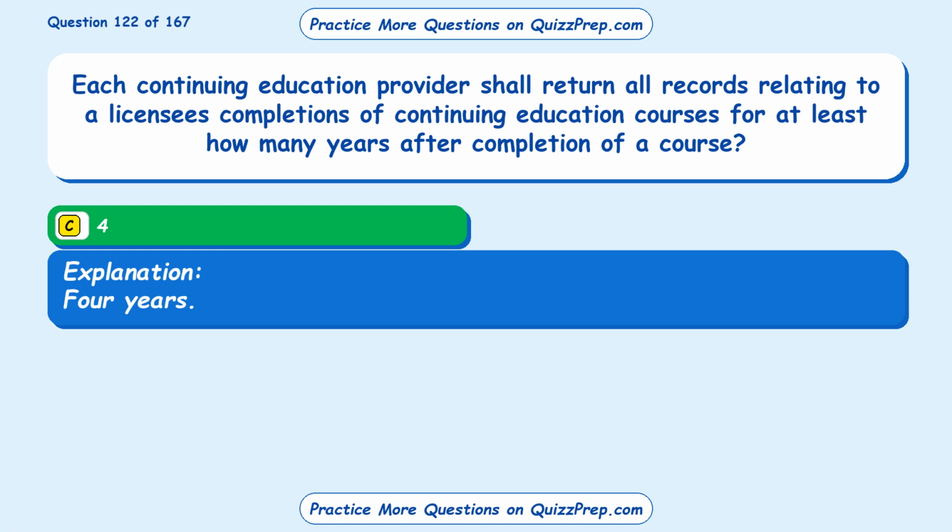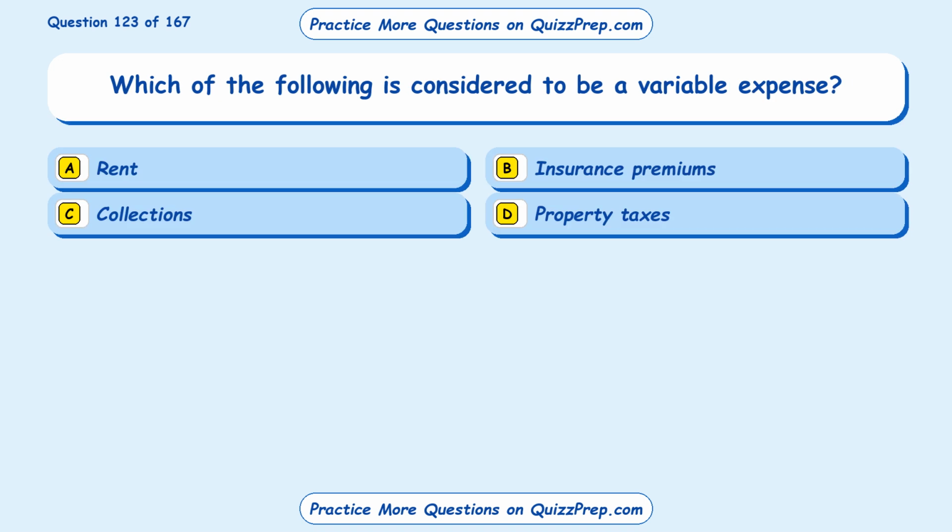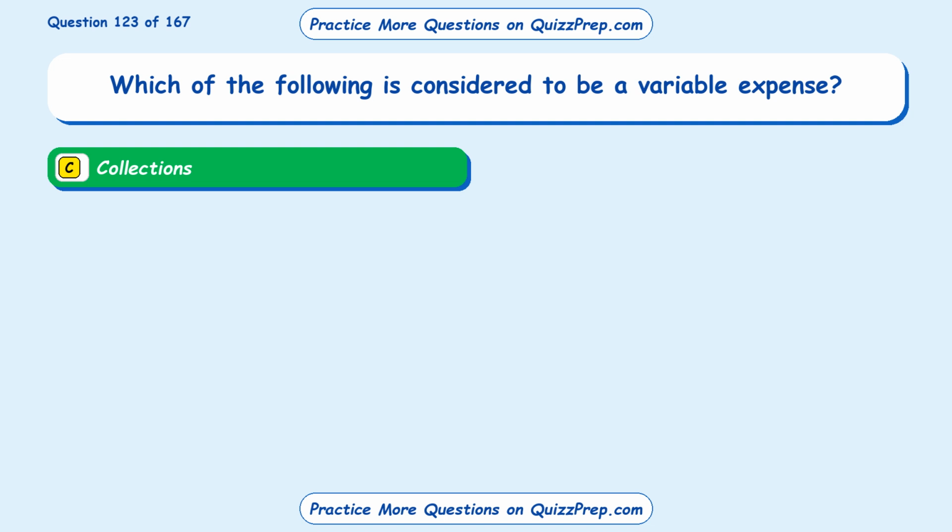Four years. Question 123. Which of the following is considered to be a variable expense? Option A, rent. Option B, insurance premiums. Option C, collections. Option D, property taxes. The correct answer is option C, collections.